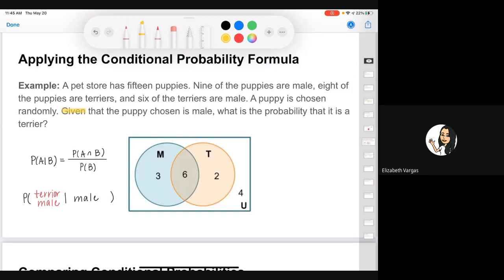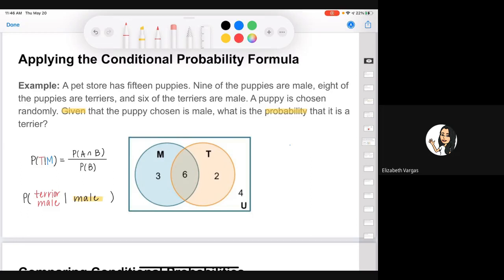Remember that if you say given something, that event has already occurred. And then you're looking for what is the probability of the event that will occur if that has already occurred. Okay, so we're going to go ahead and notate this. I'm going to change it over here so you can see. This is the probability of terrier male given that it's already a male, given that we're selecting from those who are already males.